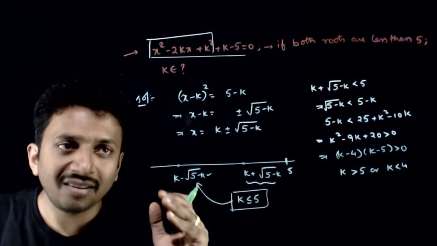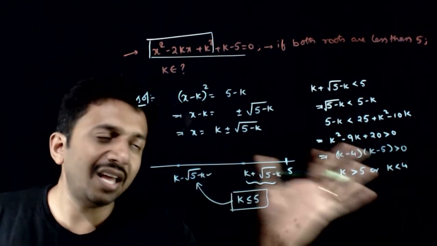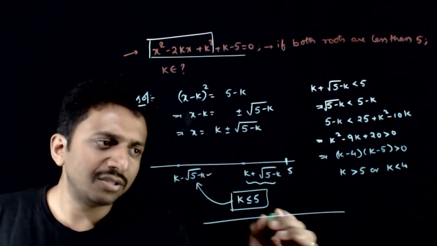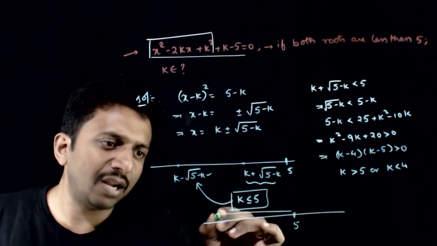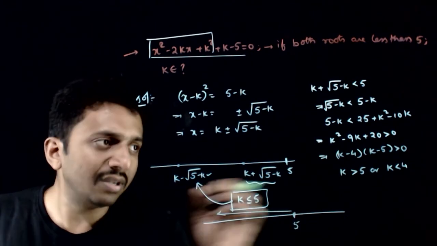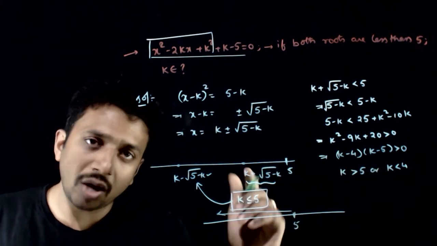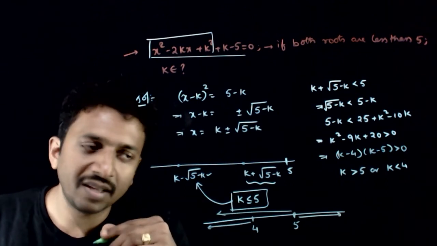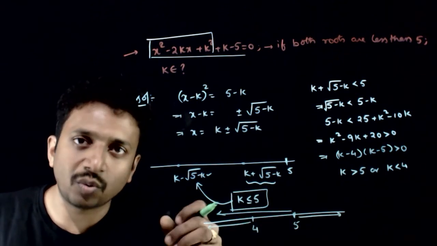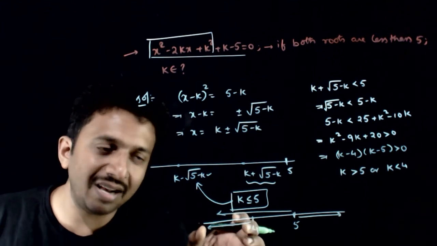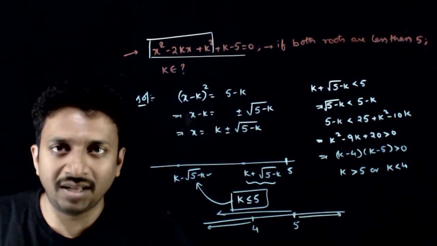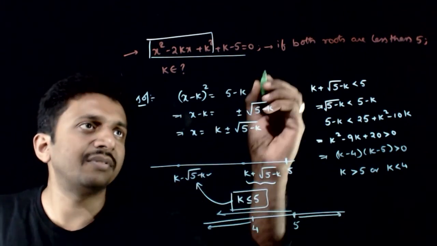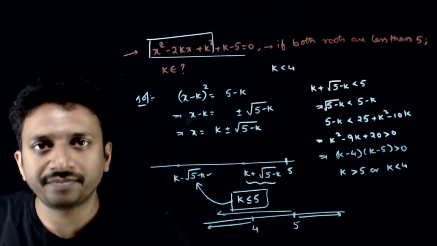And once the roots are real, if they have to be less than 5, k should satisfy this. So if you plot all these conditions on a real line, you get k less than or equal to 5 as one solution, and k greater than 5 or less than 4, where this is 4. So if you take the intersection of these two, what is the common interval? Obviously you can see that k less than 4 is the required answer. So if k is less than 4, both roots will be less than 5. So k has to be less than 4. Thank you.